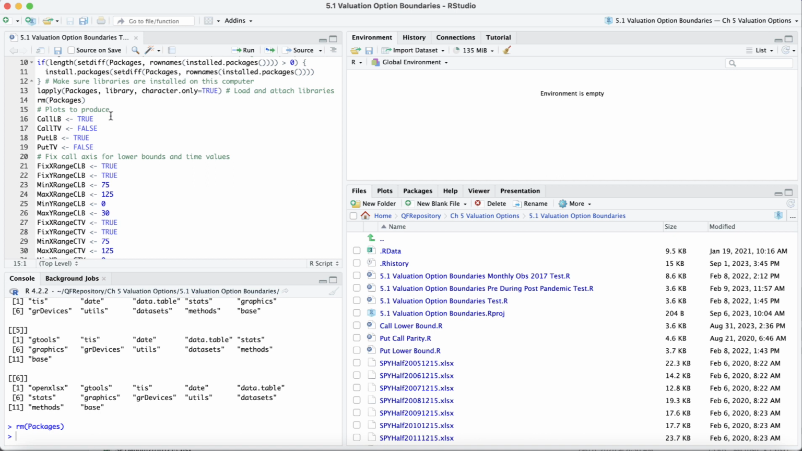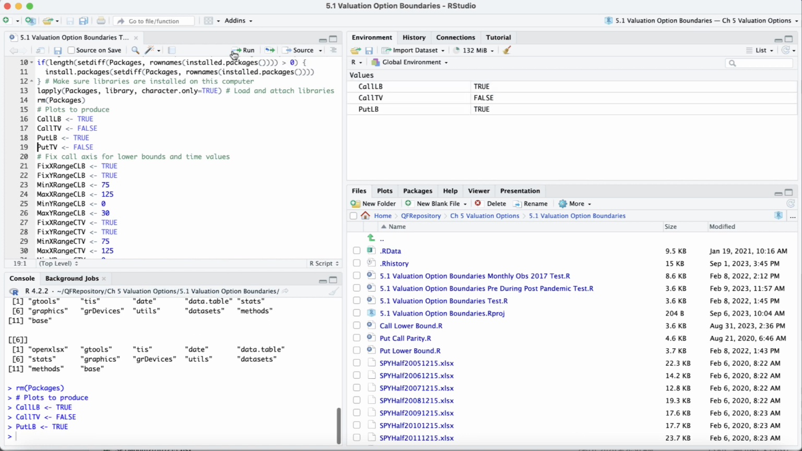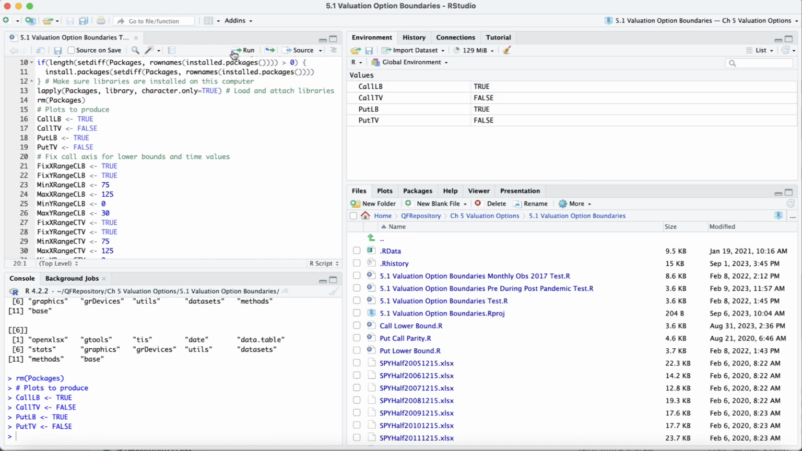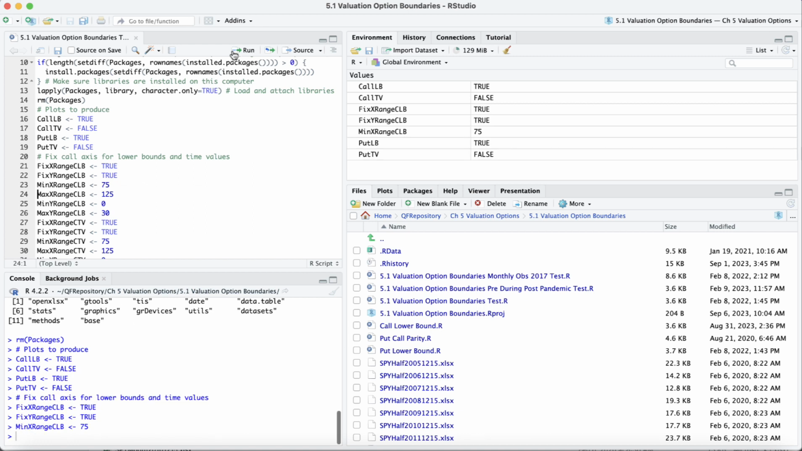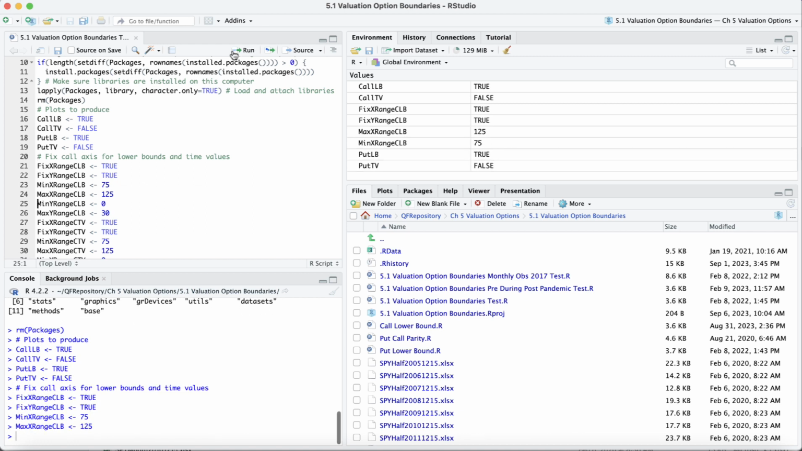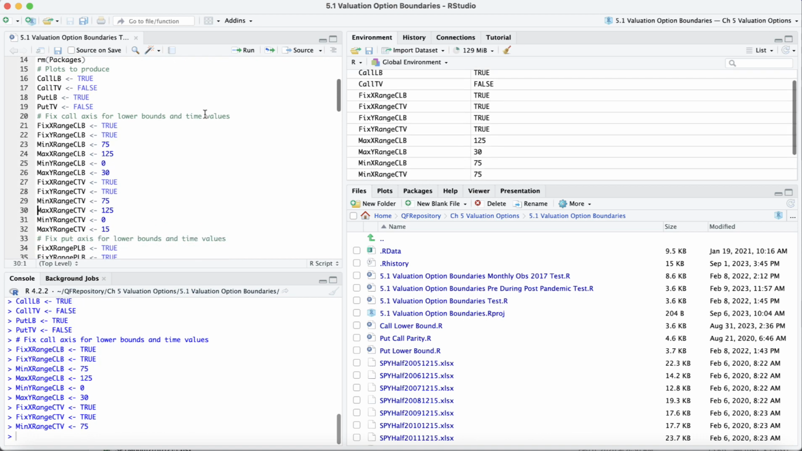And I have several switches on whether I would like to include the lower bound time value for both calls and puts. These are just indicator functions basically in the different graphs that are produced. Do I want a fixed range or not? If I do want a fixed range, what are those ranges? And I set a whole bunch of defaults.